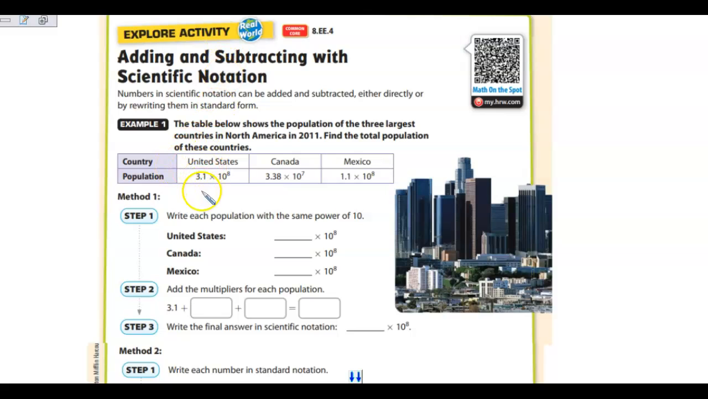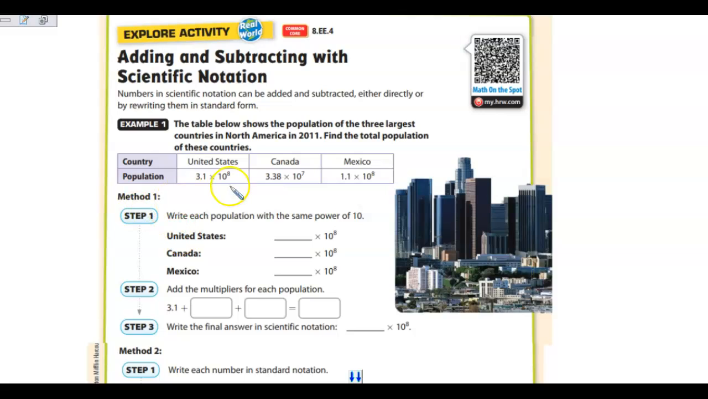So here we have the United States at 3 1/10 times 10 to the 8th. Then we have Canada, which is 3 3/800 times 10 to the 7th power. And then we have Mexico, 1 1/10 times 10 to the 8th power. So one way to do this is you can add and subtract as long as your powers of 10 are the same. And so what we can do is convert them all to the same power of 10.